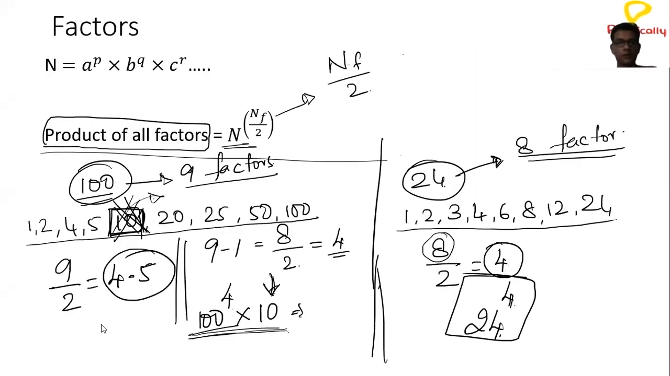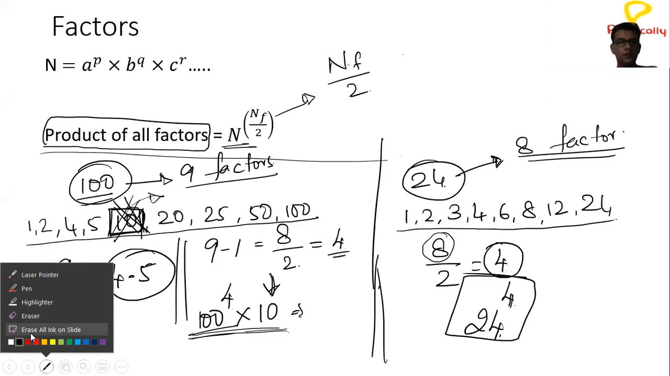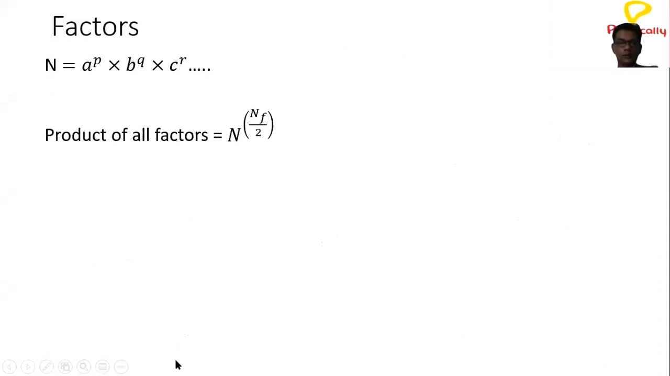Can you guys tell me what would be the product of all factors of 729? Okay, Sanika, four-digit number I'll give you next. Tell me the product of all the factors of 729.